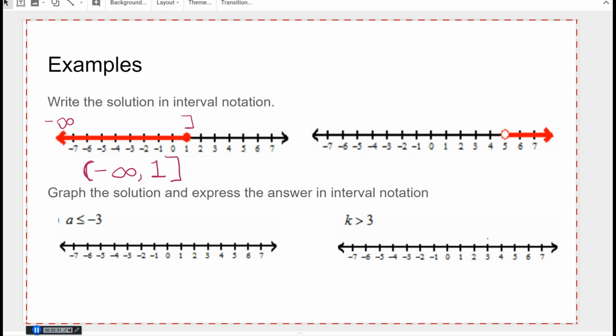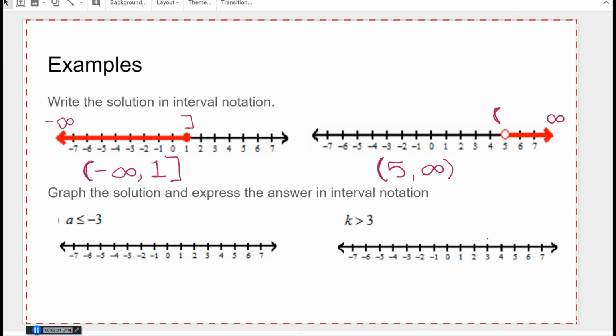When I look at the second problem, the arrow is pointing towards infinity. So the first thing I see is actually that open circle. And it's an open circle, so it's going to be a parenthesis. The first thing I saw from left to right was a 5. And then infinity. And then infinity always gets a parenthesis.